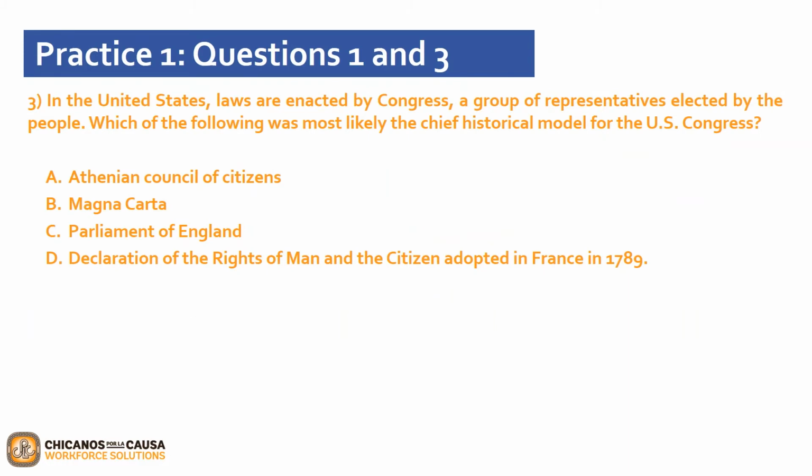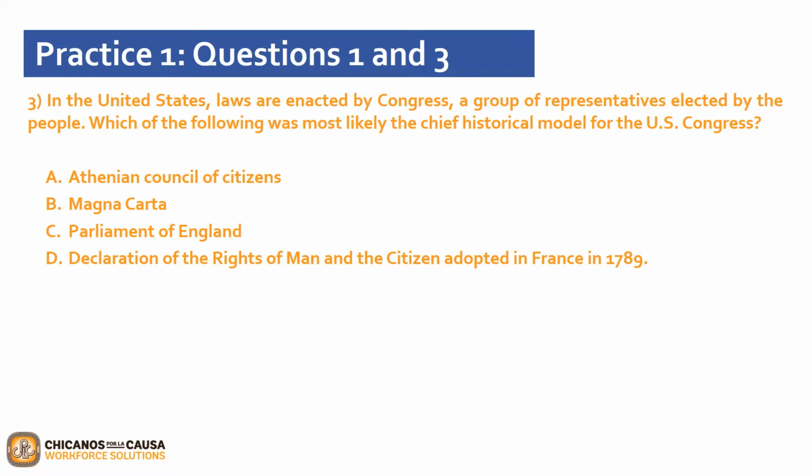Now let's focus on question 3. In the United States, laws are enacted by Congress, a group of representatives elected by the people. Which of the following was most likely the chief historical model for the U.S. Congress? A. Athenian Council of Citizens. B. Magna Carta. C. Parliament of England. D. Declaration of the Rights of Man and the Citizen adopted in France in 1789.